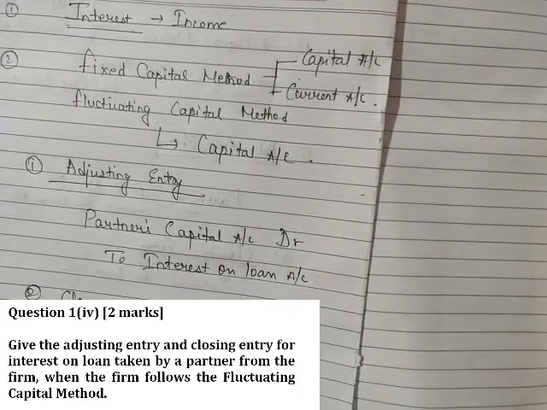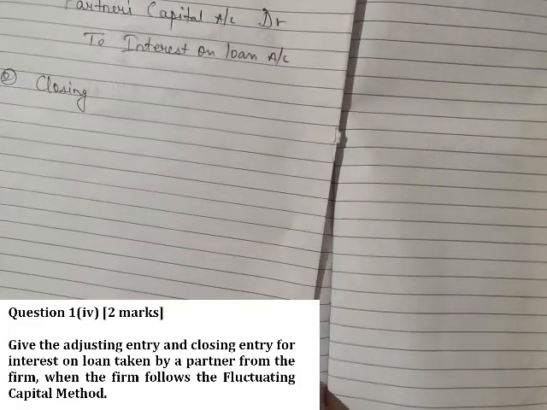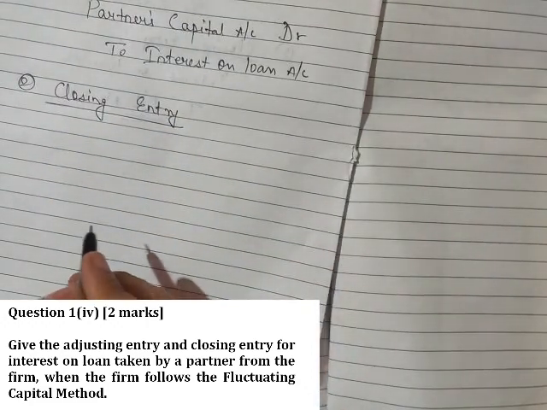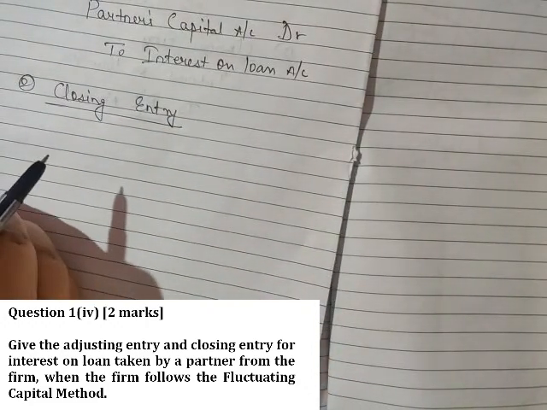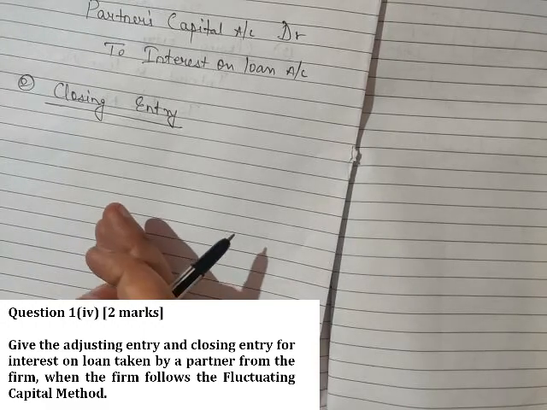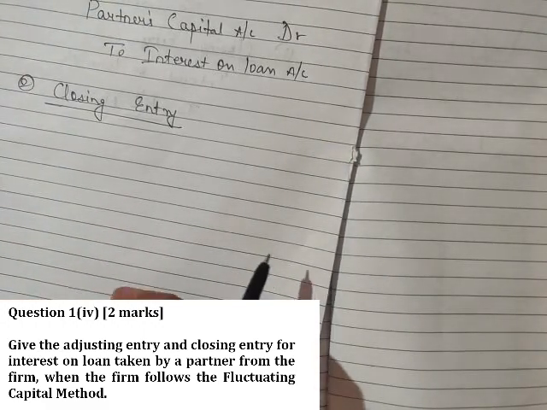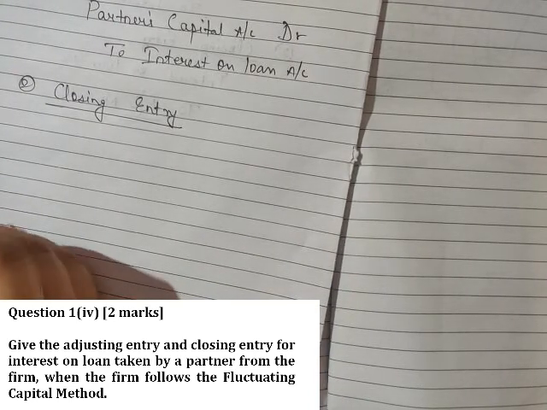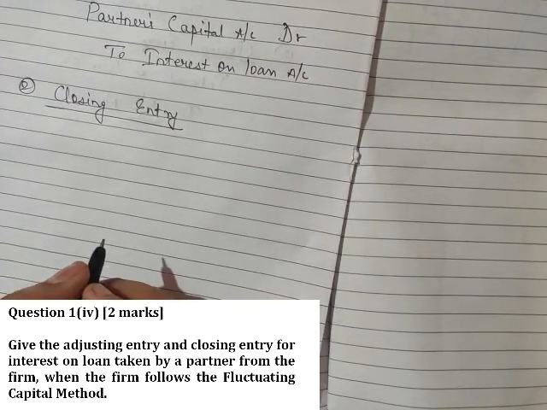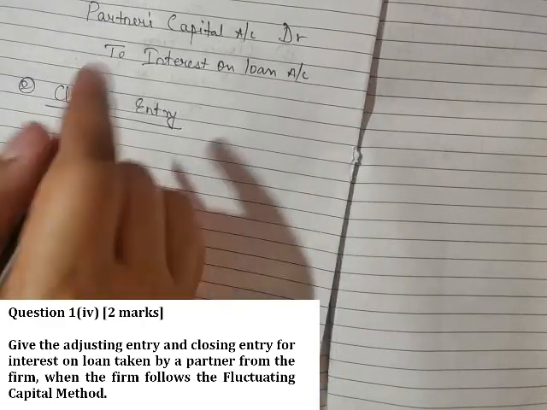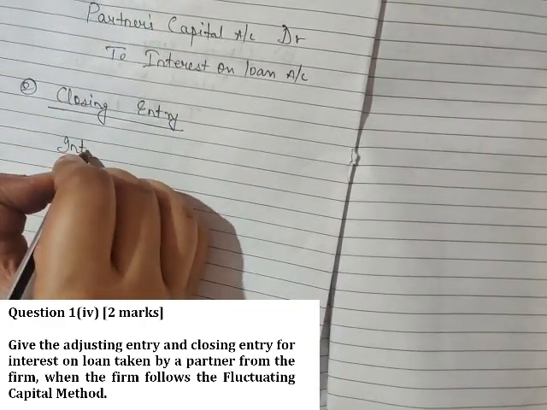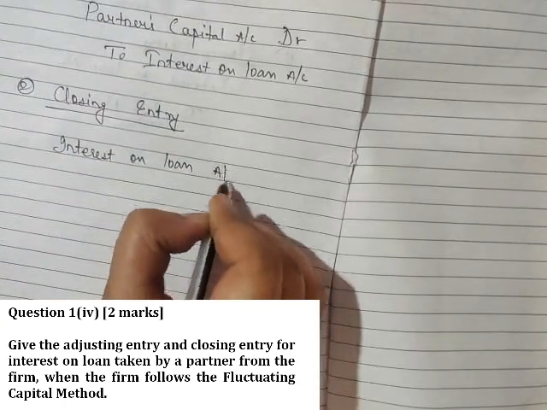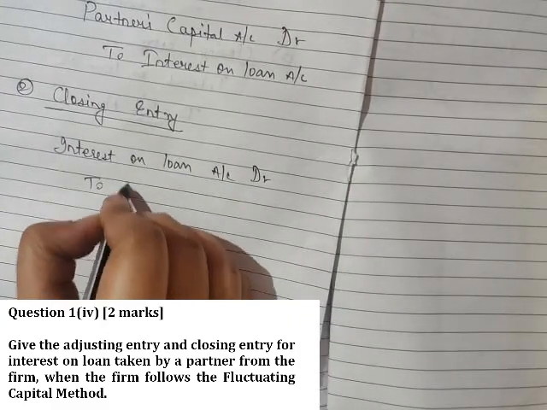The second entry is the closing entry. At the year end, all the expense and income ledgers are balanced and the closing figures are transferred to the profit and loss account to determine the profit or loss for the year. Therefore, the closing entry will be: interest on loan account debit to profit and loss account.